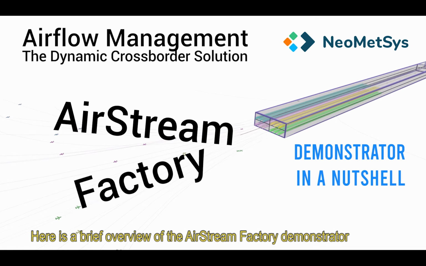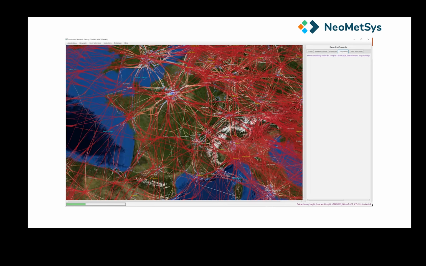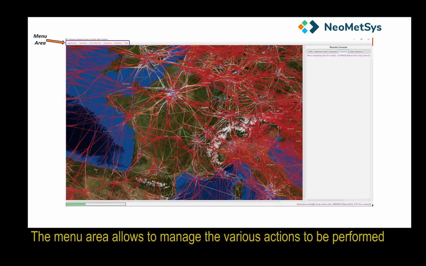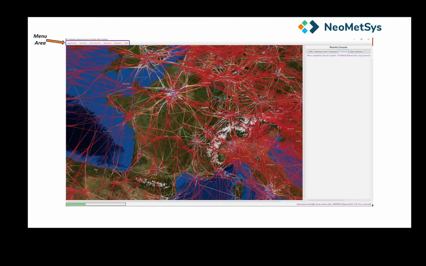Here is a brief overview of the AirStream Factory Demonstrator. First, let's have a look at the window layout. At the top left, the menu area allows you to manage the various actions to be performed.